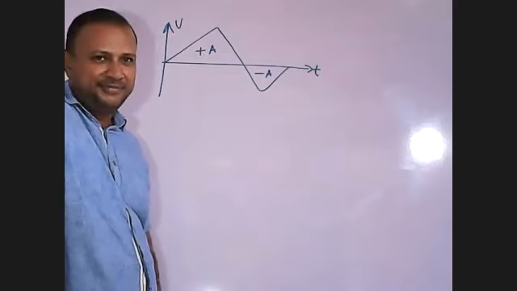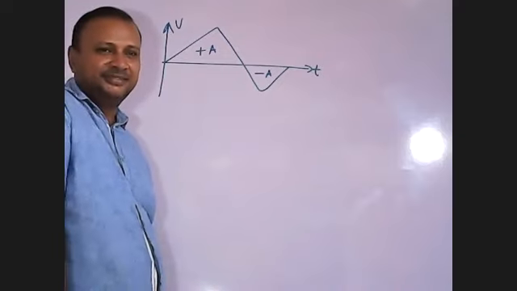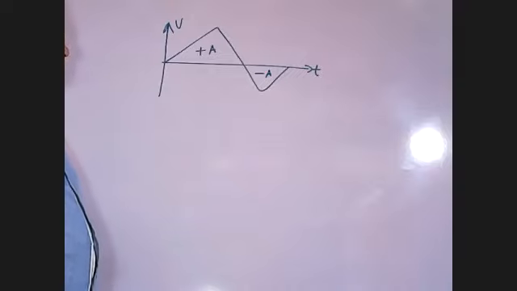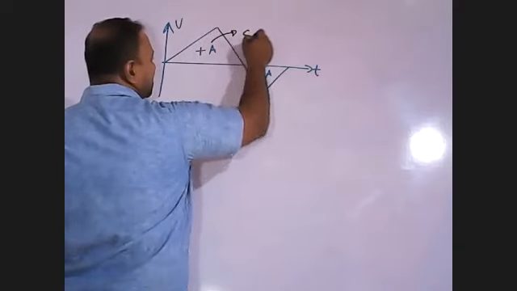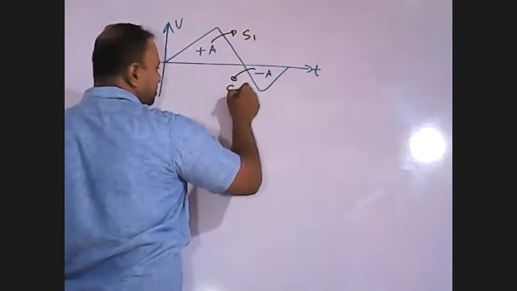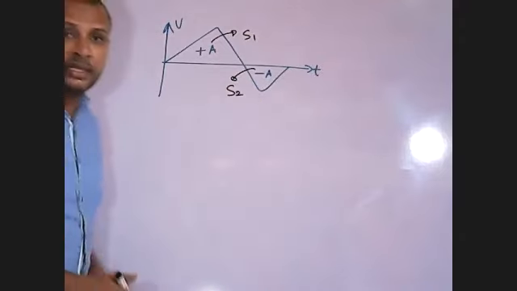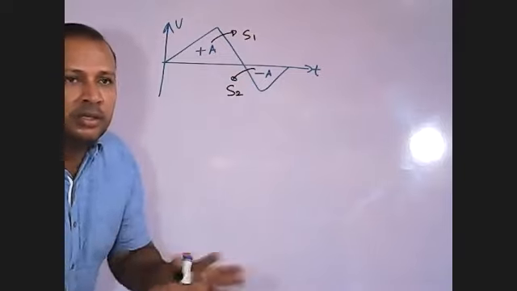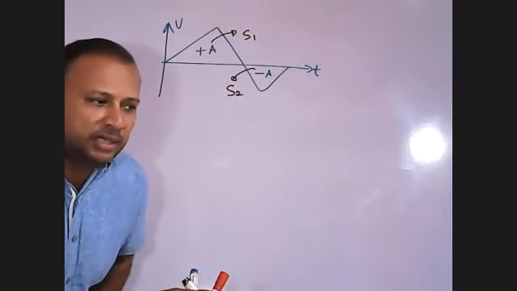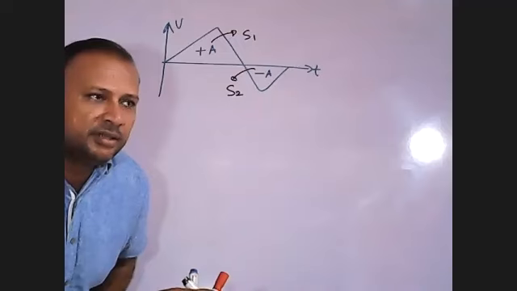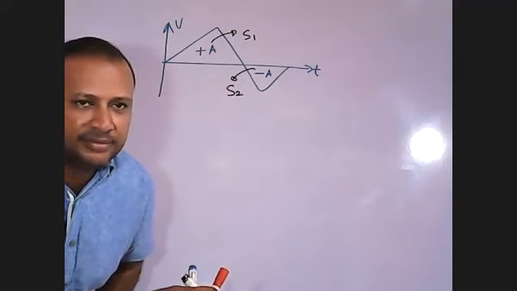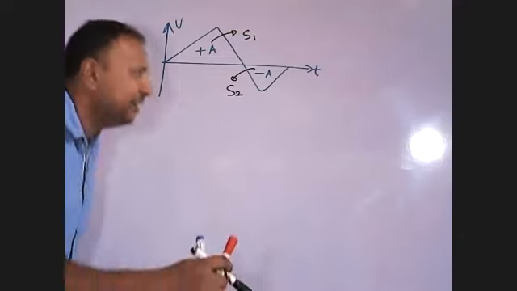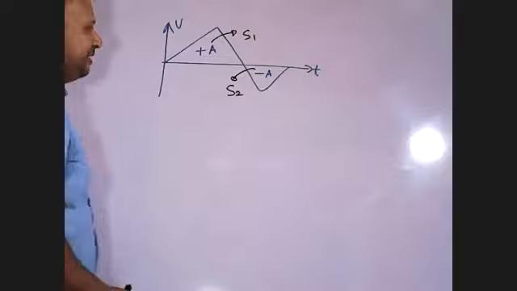Can anyone explain? This one is S1. This one is S2. So the positive or negative sign of the velocity has changed. That means the moving direction has changed. So if you take a certain point, if the moving direction has changed, that means the position has changed. Yes, that is the answer.